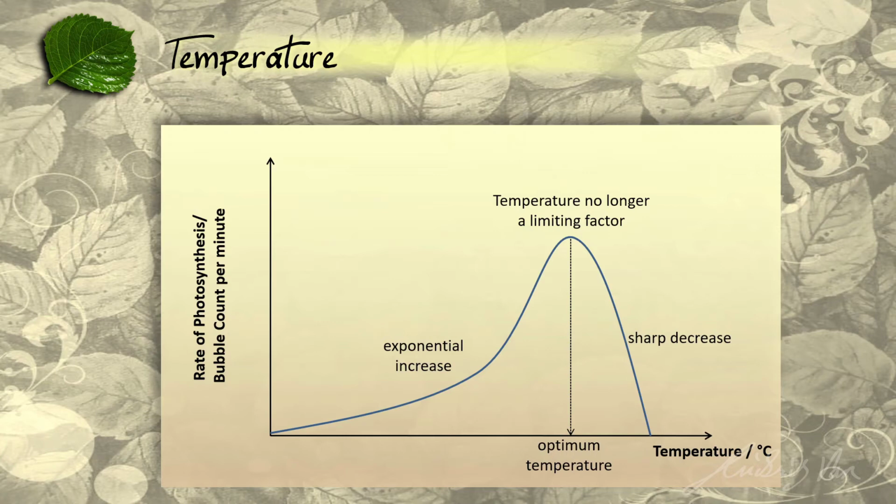At the part of the graph where there's an exponential increase, at temperatures below the optimum temperature, carbon dioxide concentration, light intensity as well as temperature itself will be the limiting factors. So now that we understand how each factor affects the rate of photosynthesis, let us see how the graph will look like when we combine the factors.